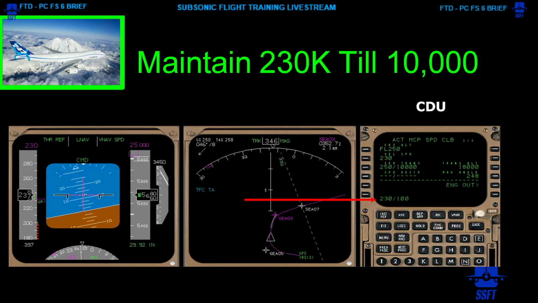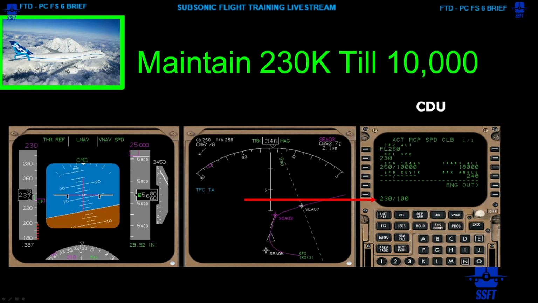Then we're going to have some kind of speed restriction. We probably won't do this one again. We'll probably do something a little higher, maybe to maintain 280 knots till passing 15,000 and then resume normal speed. We'll do something like that. We did this one last time, 230 below 10. We'll do something a little higher.